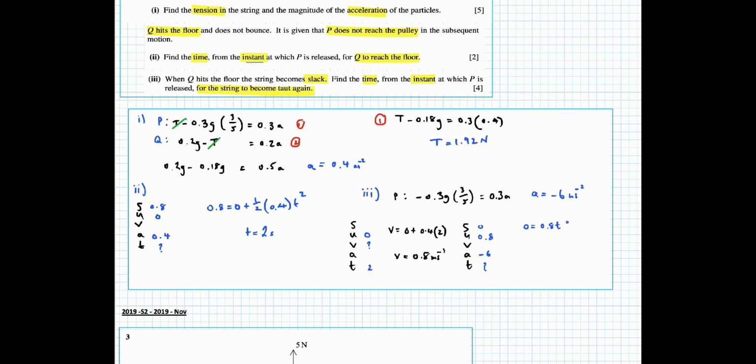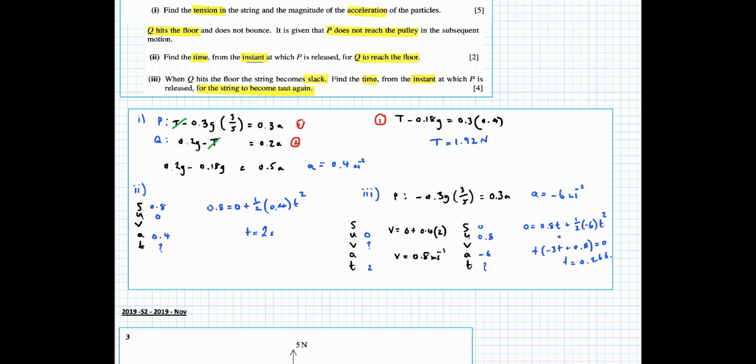Have a think about that before we move on. So 0 is equal to 0.8t plus half times minus 6t squared. We're going to have a quadratic, but you can ease it out. So minus 3t squared plus 0.8t equals 0. Factor out the t, as I'm doing here, and you'll get an easier way of it. So t equals 0.266 and so on.